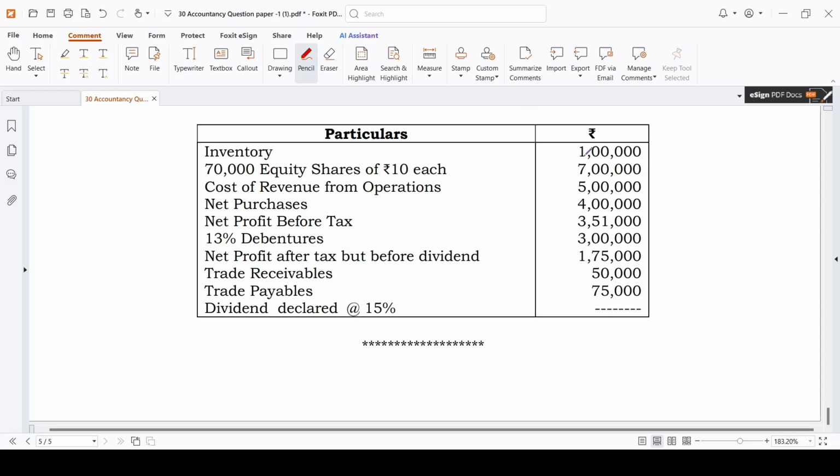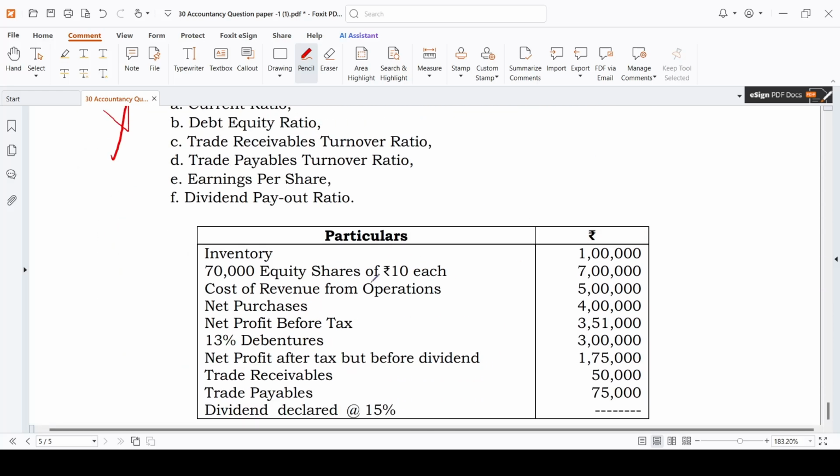So I think this much is enough in your model paper 1. The remaining things you people prepare, and then I'll solve model paper 2.